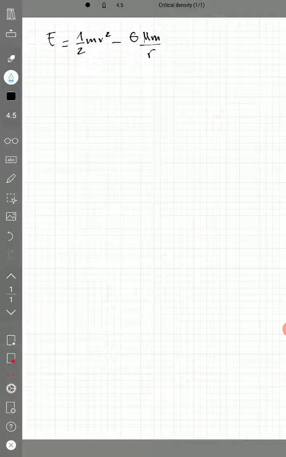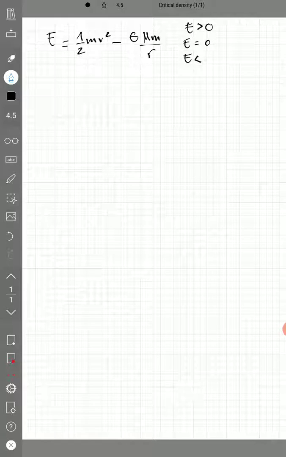Now, this is the starting point to get to something that tells us how much this mass will keep moving forever, meaning that the universe will keep expanding forever, or will stop at some point, or actually will come back and shrink or squeeze the universe into what is called the big crunch. So let's keep that in mind. We're going to analyze what happens if E is greater than 0, what happens if E is equal to 0, and what happens if E is smaller than 0, right?